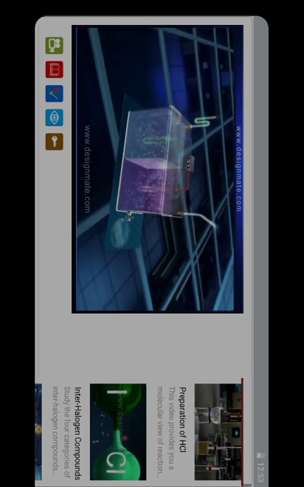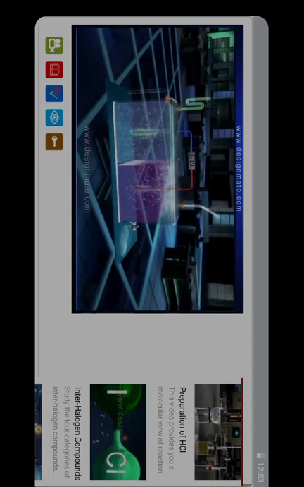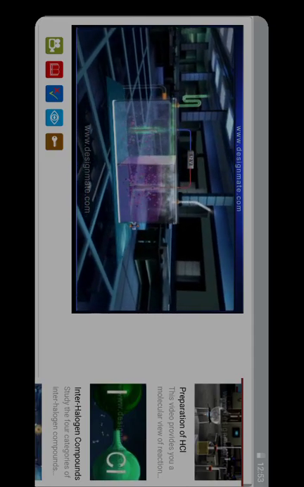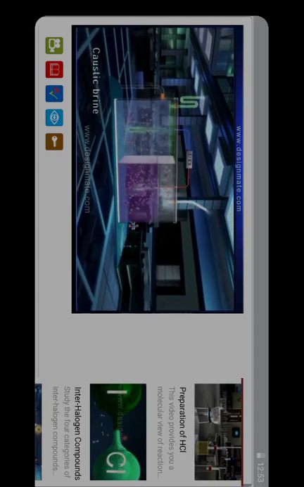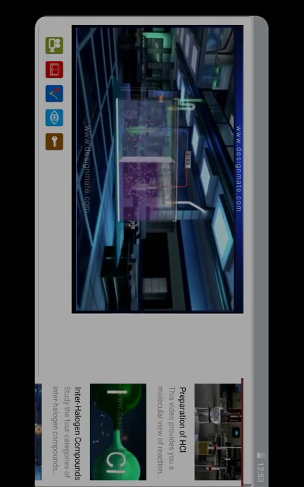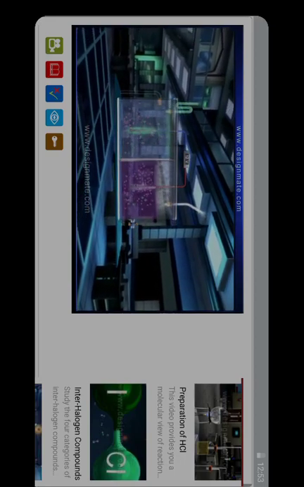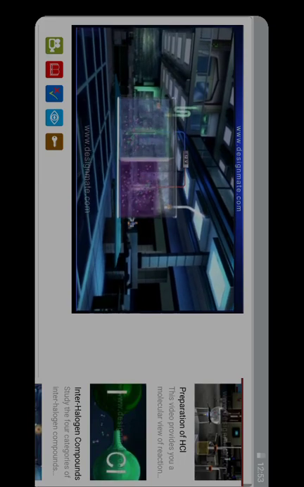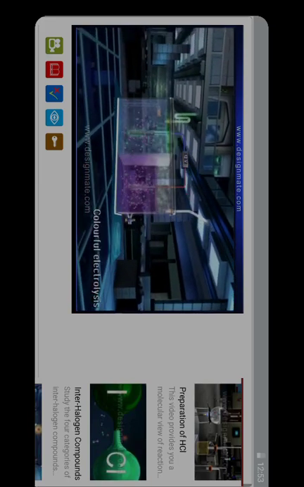The solution in the cathode compartment is thus an aqueous solution of sodium hydroxide and sodium chloride, which is commonly called caustic brine. No wonder this experiment is correctly termed as colorful electrolysis.